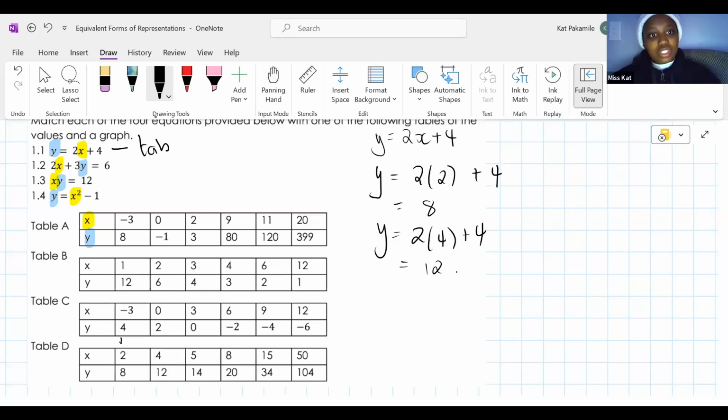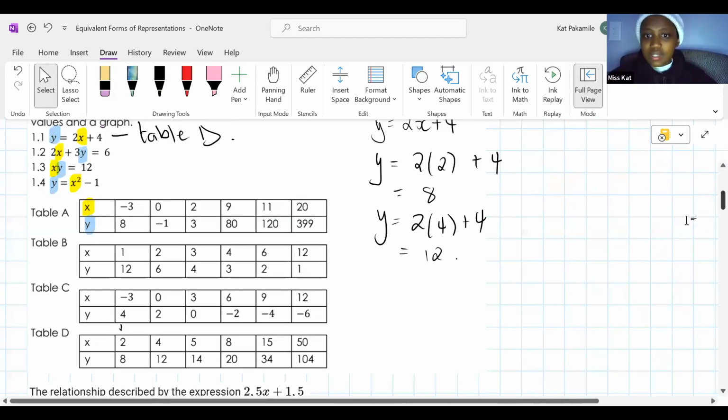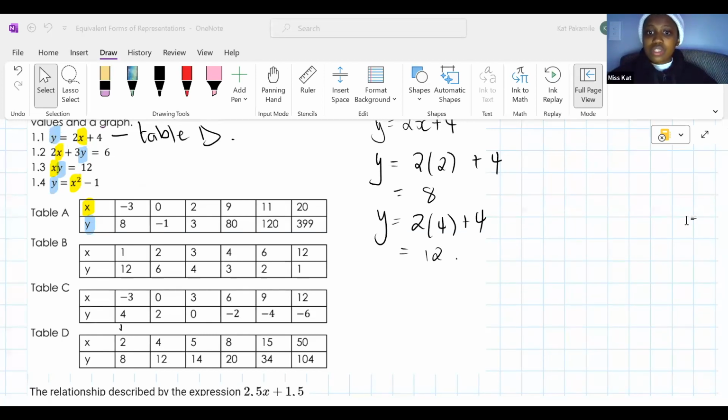So do you see how you're supposed to do these, guys? Whoever was saying this is difficult, they did it at school. Can you see table D? Should I scroll down a little bit? There we go. So this is how you're expected to do this: you substitute and then you see whether it matches. So we have matched number 1.1.